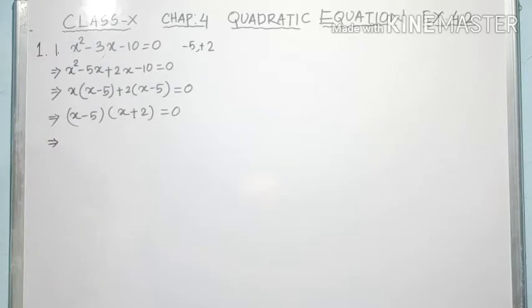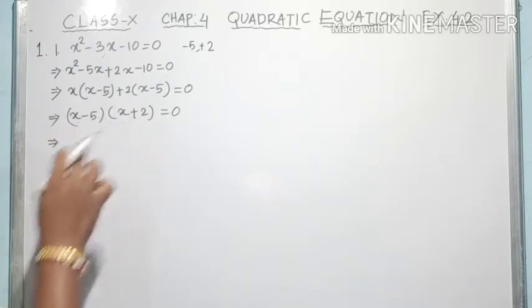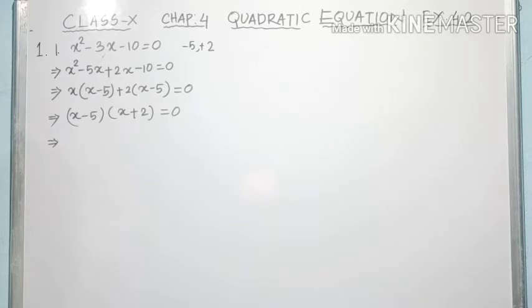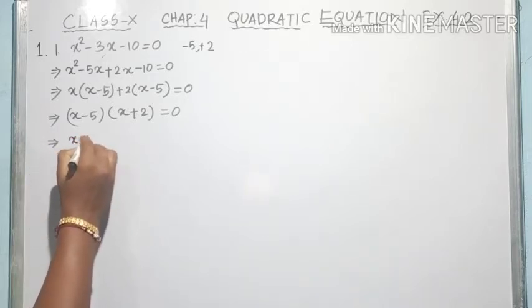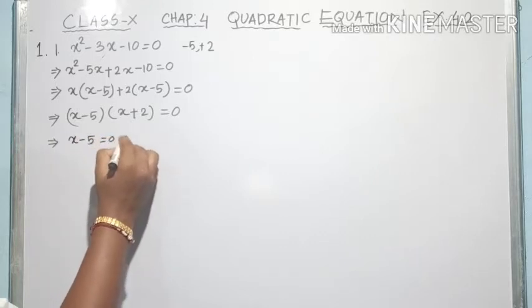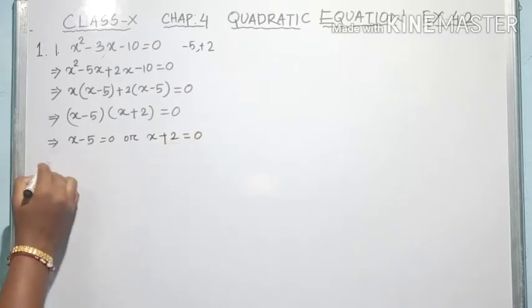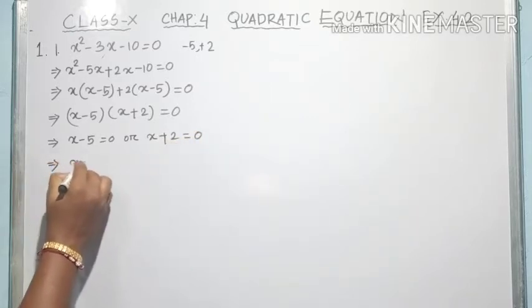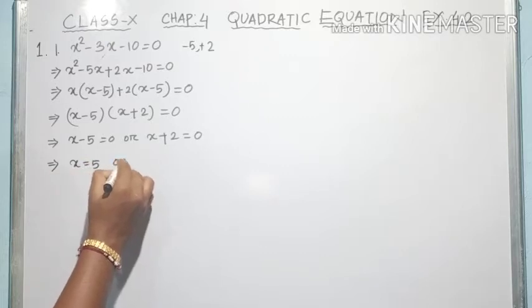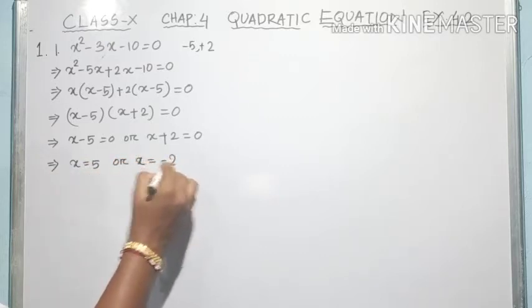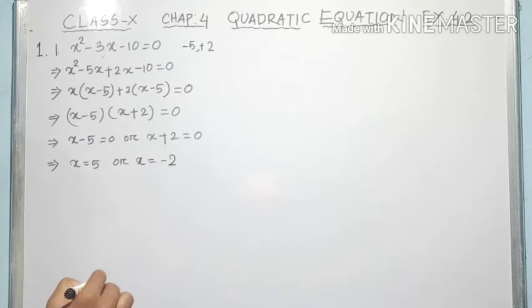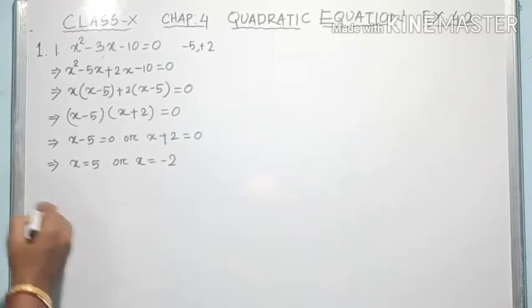On factorizing, the two factors are x minus 5 and x plus 2. Solve individually with 0. That is, x minus 5 is equal to 0 or x plus 2 is equal to 0. This implies that x is equal to 5 or x is equal to minus 2. Let's come to the next question.